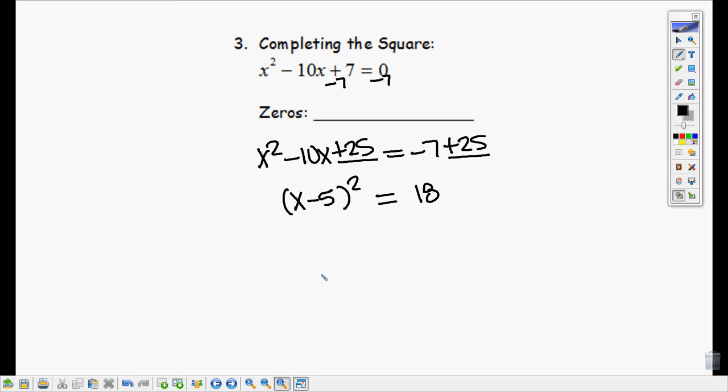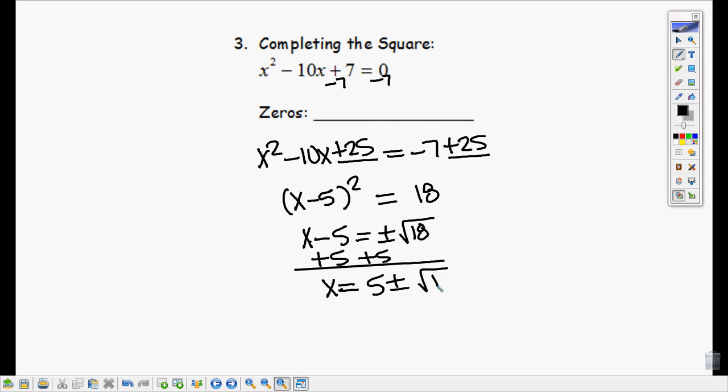Now from here, it's just the square root property again, so I'm going to square root both sides. I get x minus 5 is equal to plus or minus the square root of 18. So I have positive 5 on both sides, so I have x is equal to 5 plus or minus the square root of 18.